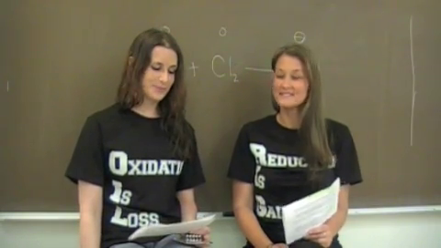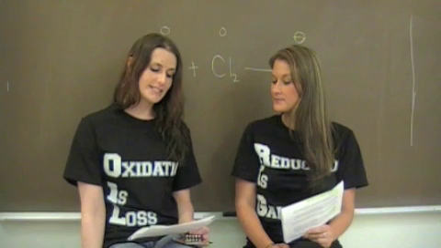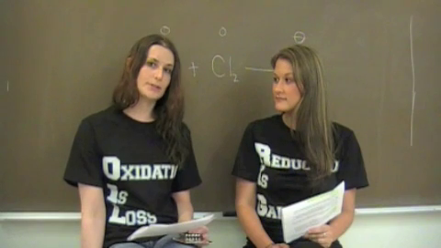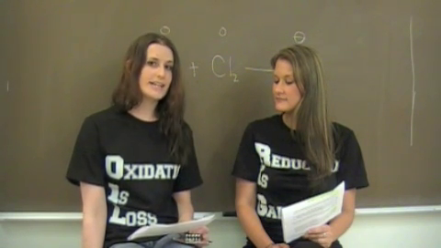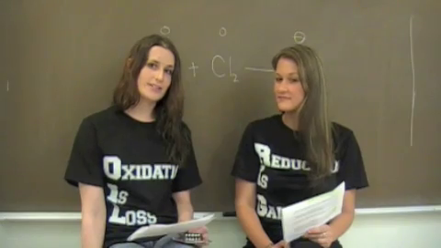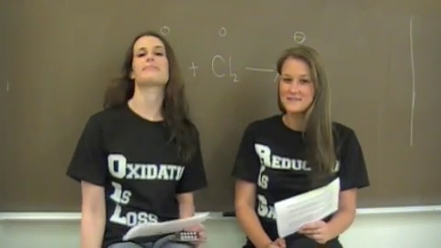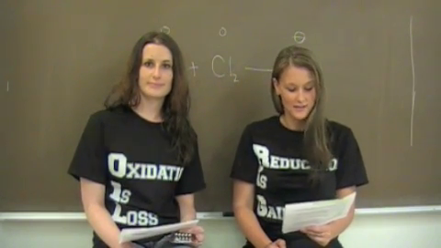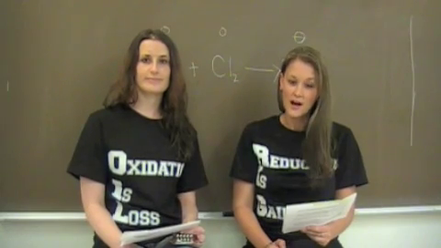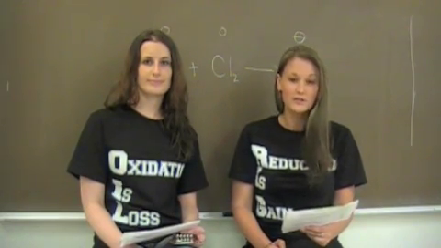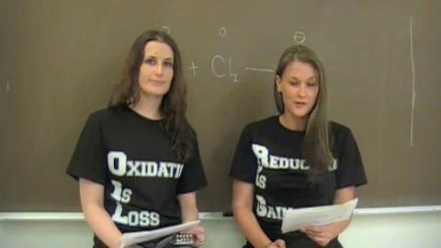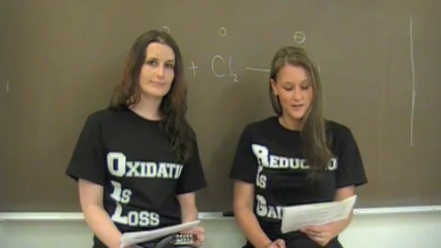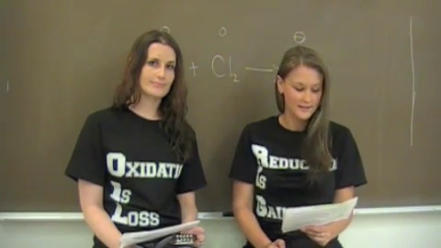Let's review. We can use OIL RIG to determine which substance is oxidized and which is reduced in a chemical reaction. Oxidation is loss of electrons. Reduction is gain of electrons. We also learned that in a redox reaction, there is never a gain or loss in the net charge, only a transfer of charges. Therefore, the overall charge of the reactants must always equal the overall charge of the products.